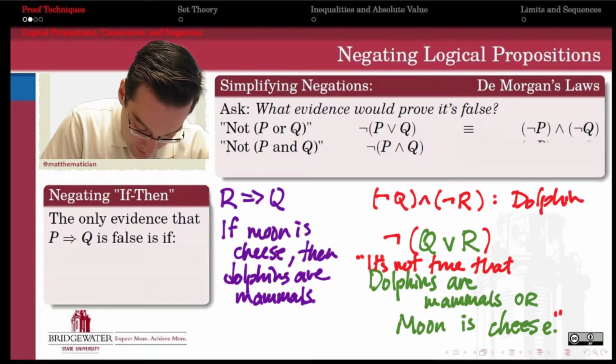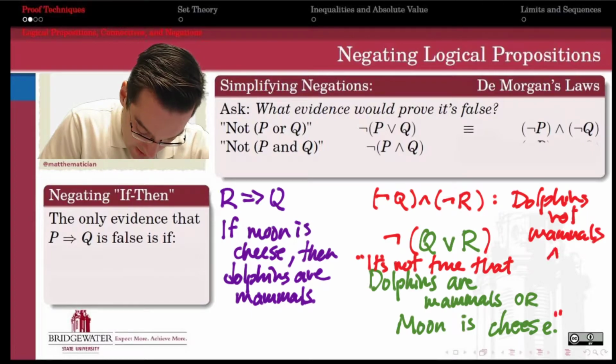Dolphins are not mammals, and the moon is not cheese.